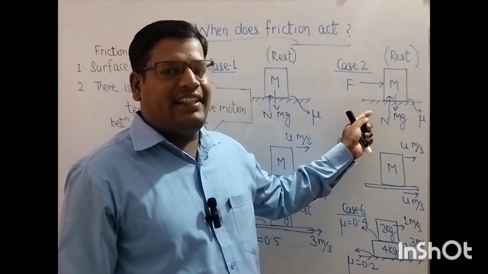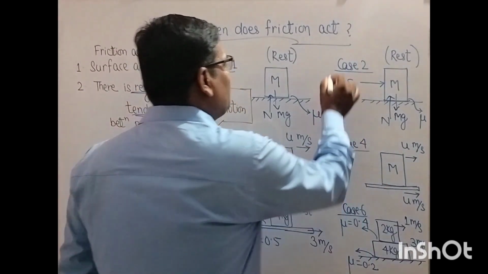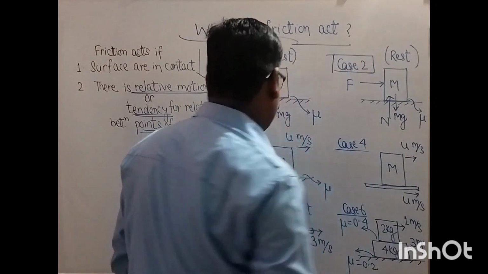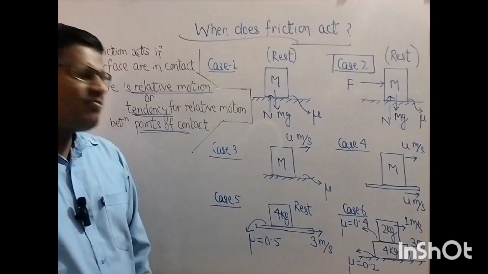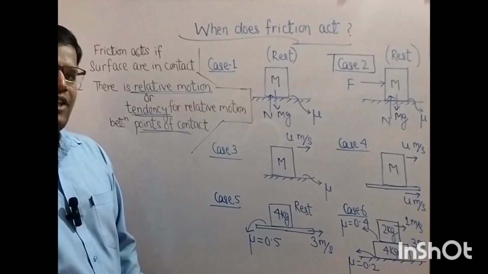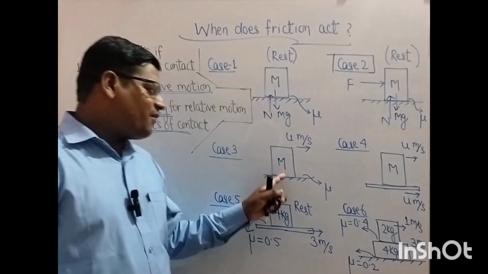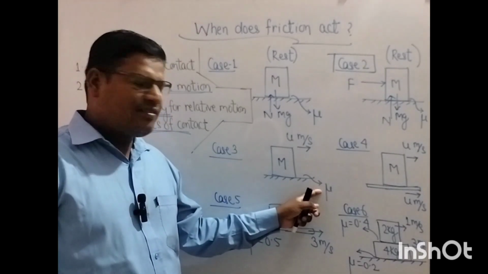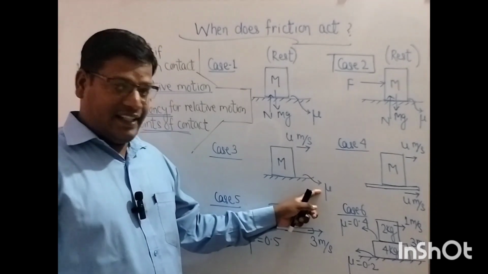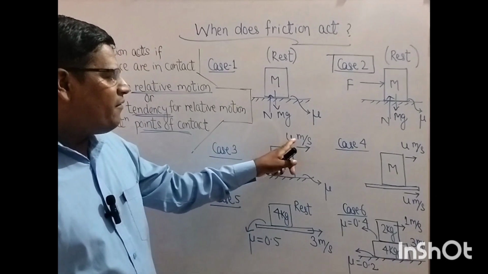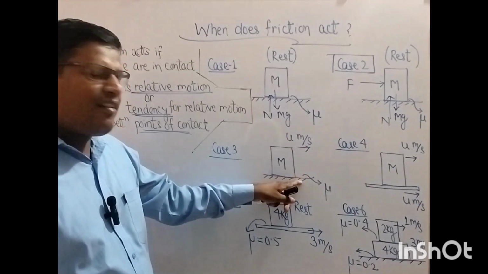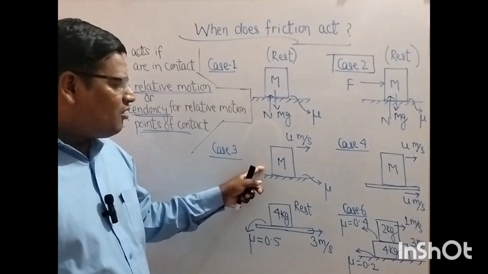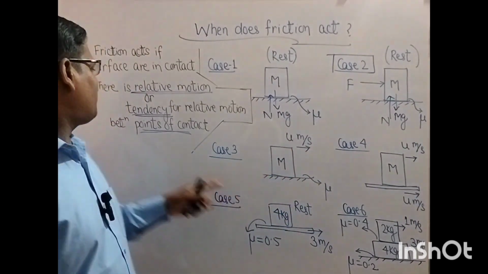So friction is acting here. So in case 2, friction is acting. Come to case 3. Will friction be acting here? Let's check the conditions. Are the surfaces in contact and rough? Yes. Is there relative motion? Yes. The body is moving with some speed and the ground is at rest. So there is relative motion. So will friction be acting here? Yes. This condition is satisfied.